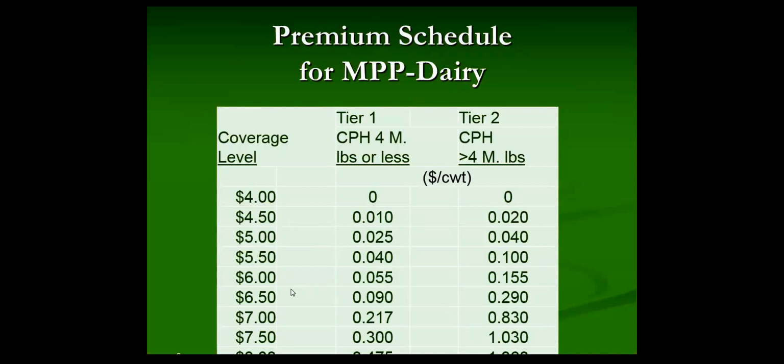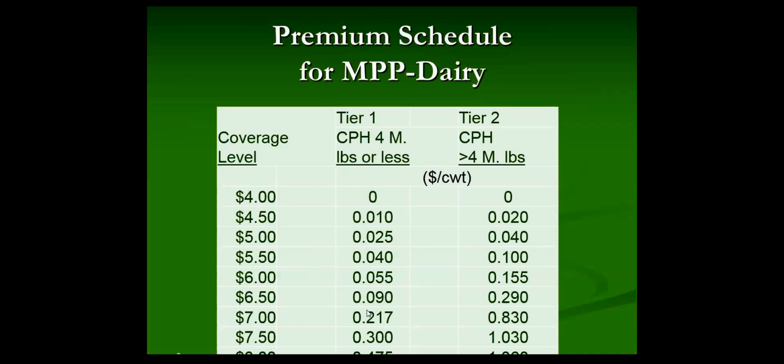If we go up to $6, it goes from 4 cents to 5.5 cents at tier 1, so 1.5 cents for that next 50 cents. Where tier 2 is 5.5 cents. That is the increase in tier 2 for the amount of production coverage you have over the 4 million annual production number. If we go to $6.50, we've got another 4.5 cents to go from 5.5 cents up to 9 cents.